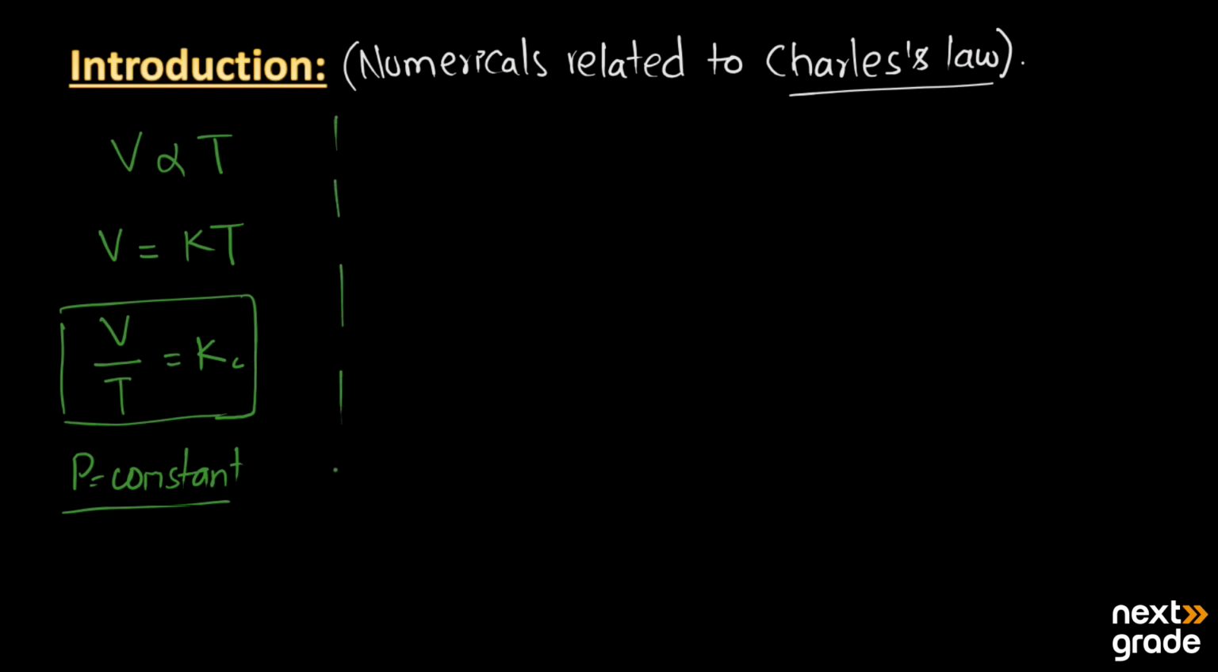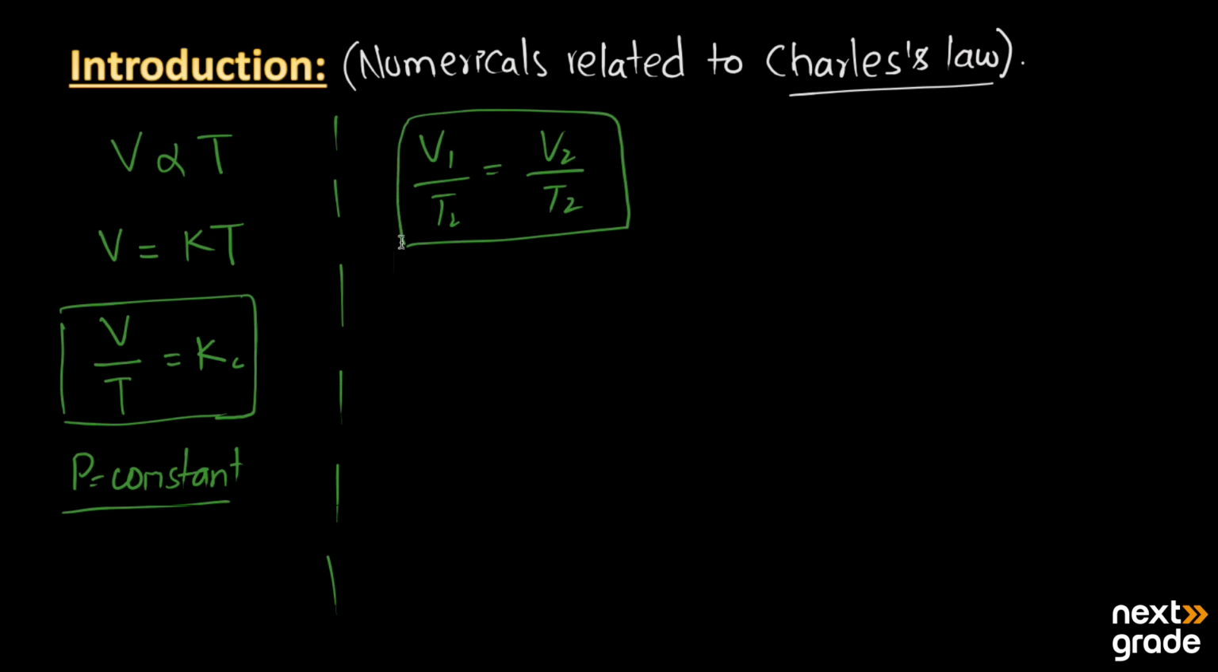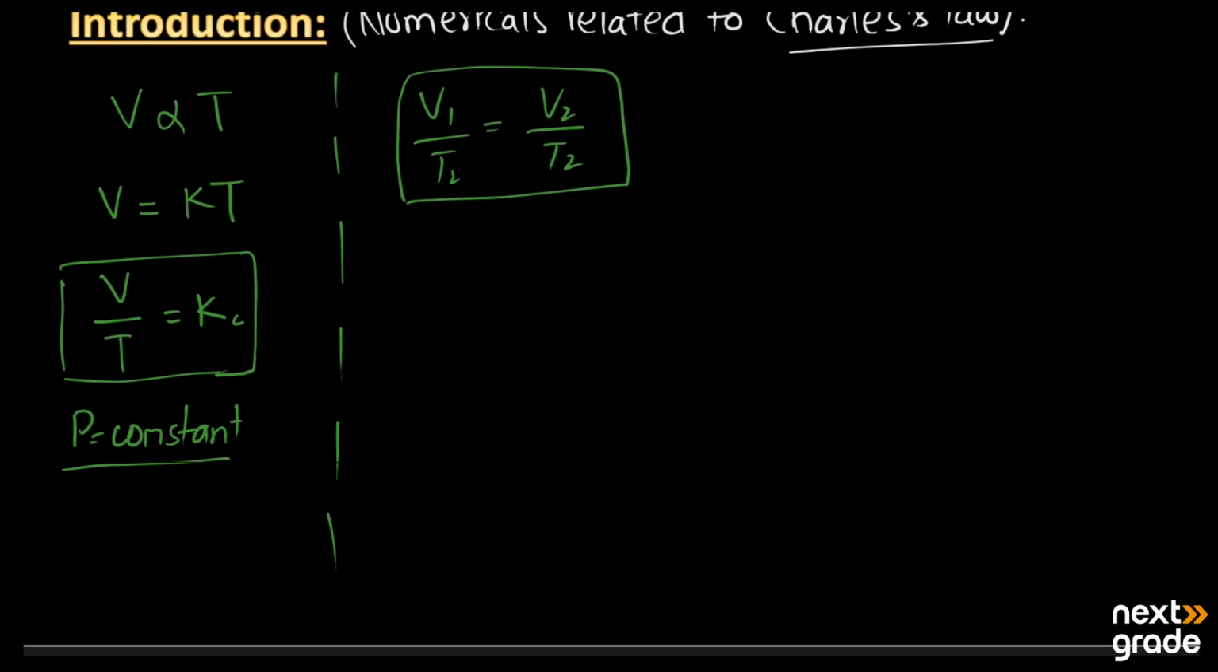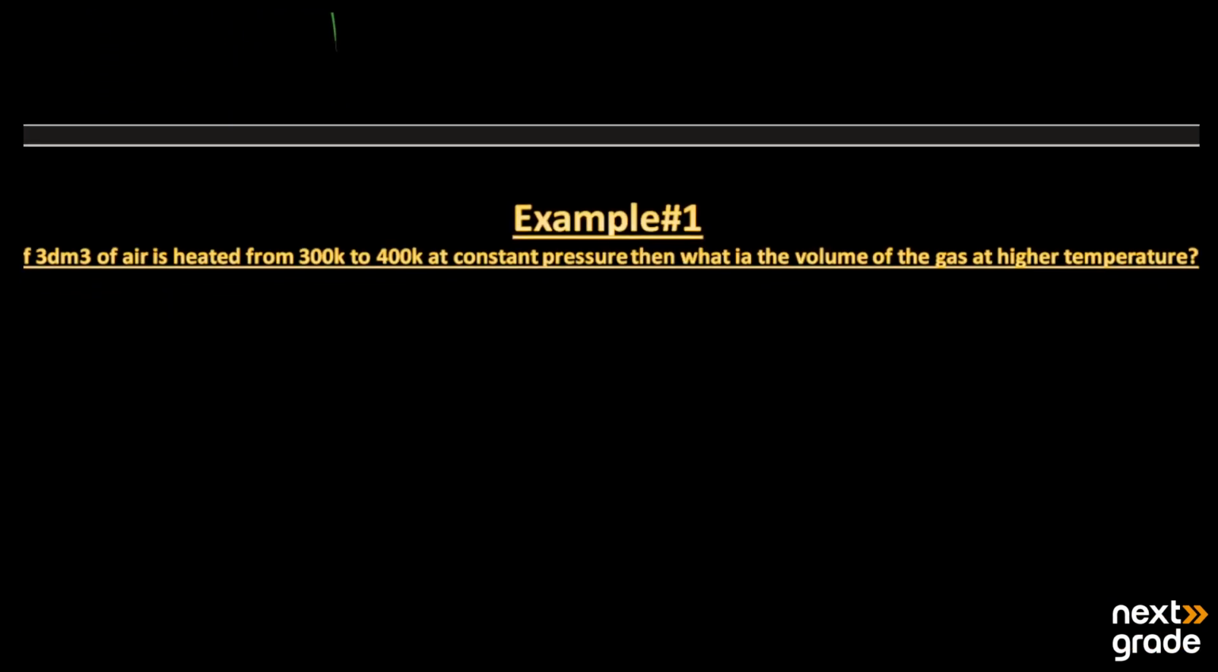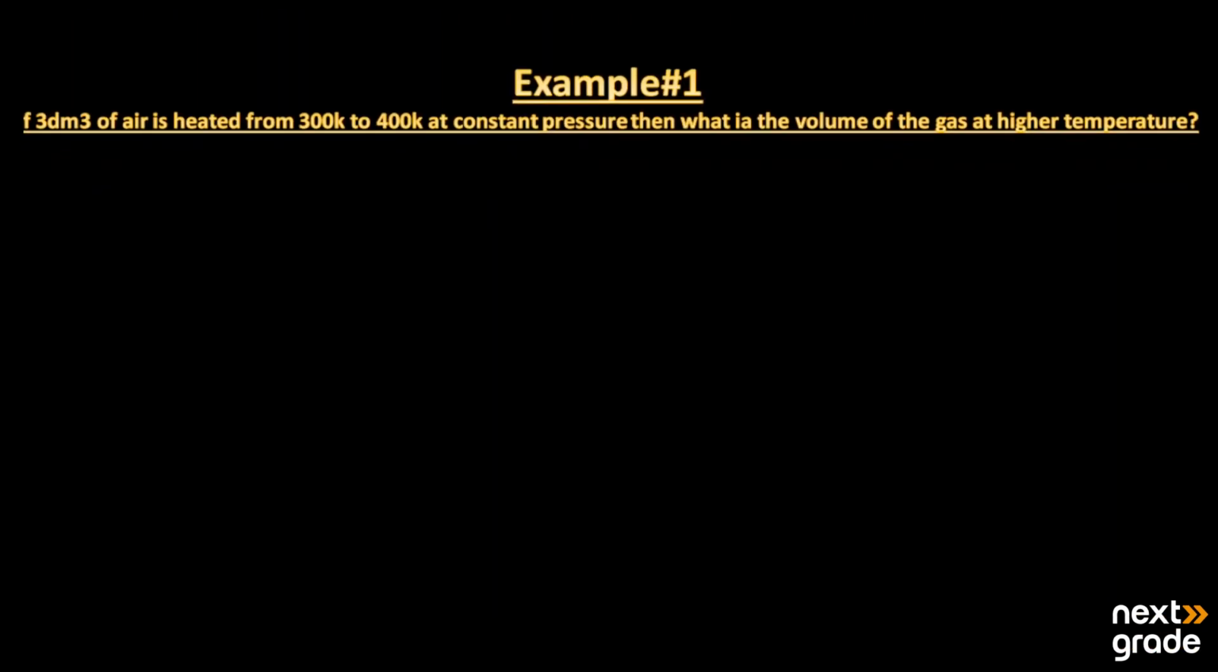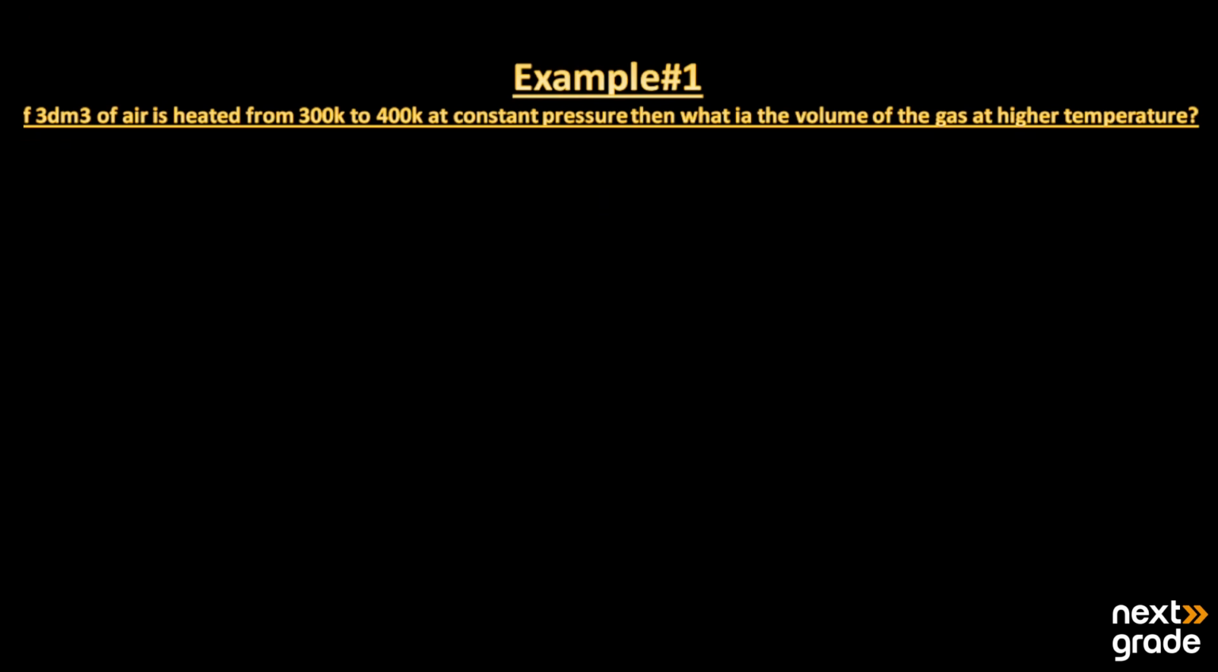If we have two gases, we can also write it as V1 over T1 equal to V2 over T2. We will use this formula for solving the numerical problems related to Charles law. So let's have a look at the first numerical problem, example number 1.